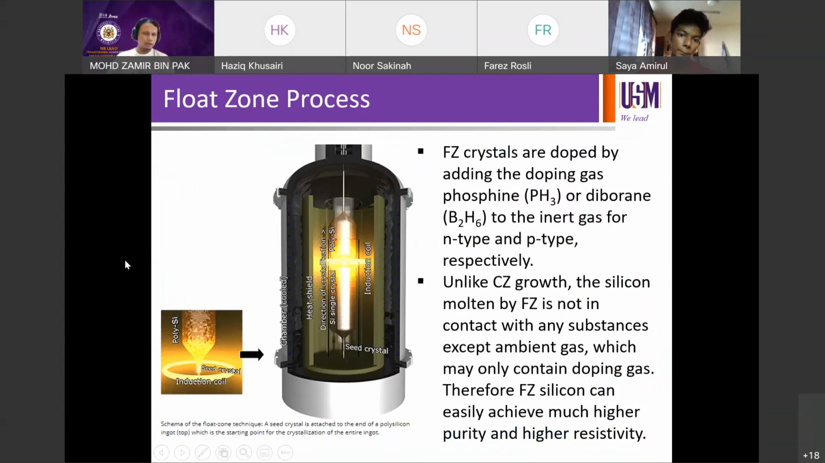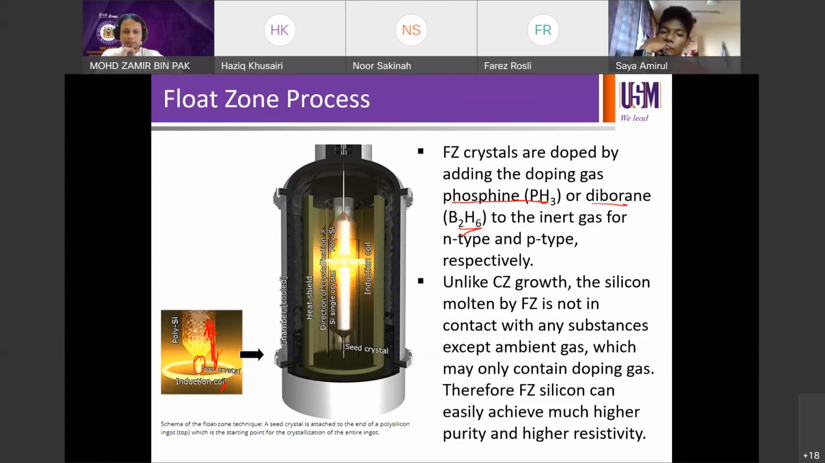Right, another example. So you can see the induction coil down here, the RF heating coil. So it starts at the bottom with the seed, and then it's going to go up and crystallize the ingot. So FZ crystals are doped by adding doping gas like phosphine or diborane, depending on whether you need N-type or P-type. Normally if you want N-type, phosphine, PH3, is used, or diborane if you want P-type. Phosphine is for N-type, phosphorus. Diborane is for P-type, boron. Okay, added to the inert gas to form N-type and P-type respectively.